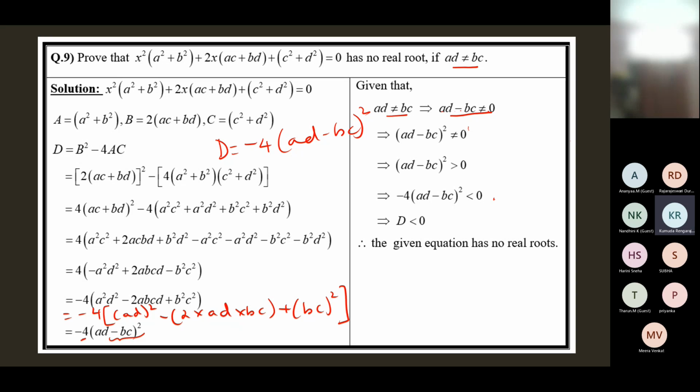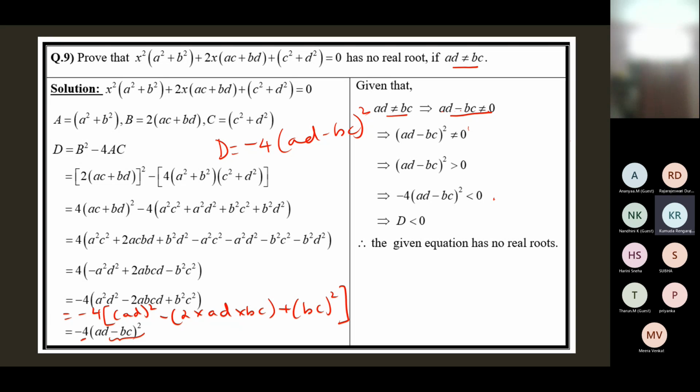Then what will it be? Will it be positive or negative? If it's not zero, it has to be positive or negative. Is it positive or negative? It's positive because it's a whole square. Whatever the number, when you square it, it will become positive. So that means (ad minus bc) the whole square is greater than zero. I told you positive means you must write greater than zero.